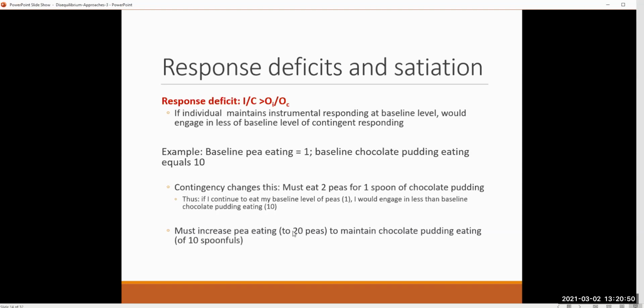So will you go ahead and eat 20 peas? Maybe, maybe not. It depends on how near and dear chocolate pudding is to you and how icky pea eating is. What we'll see is some approach of the pea eating to maintain some approach of the chocolate pudding eating. And I'll show you how you can determine this in a moment.